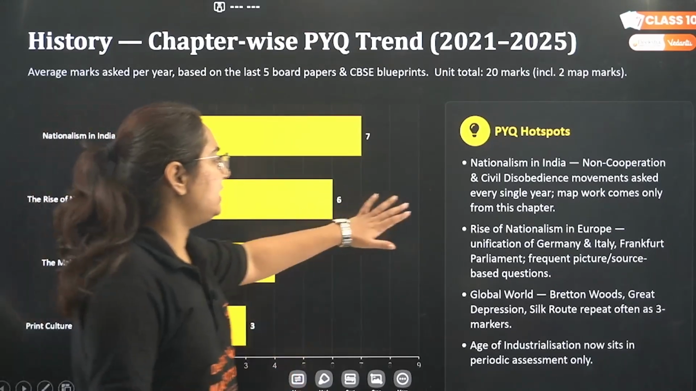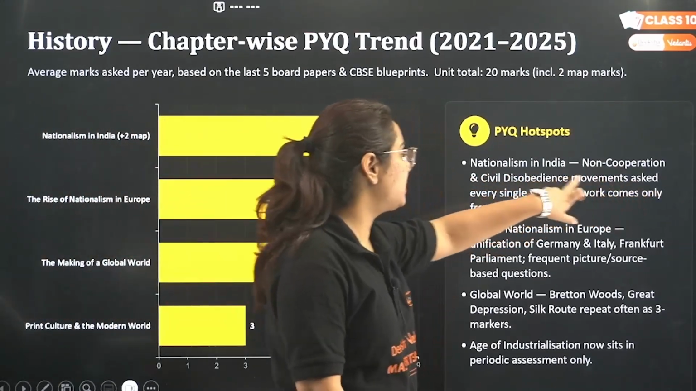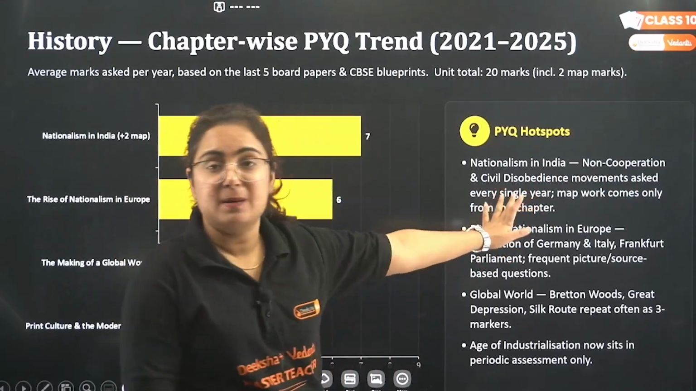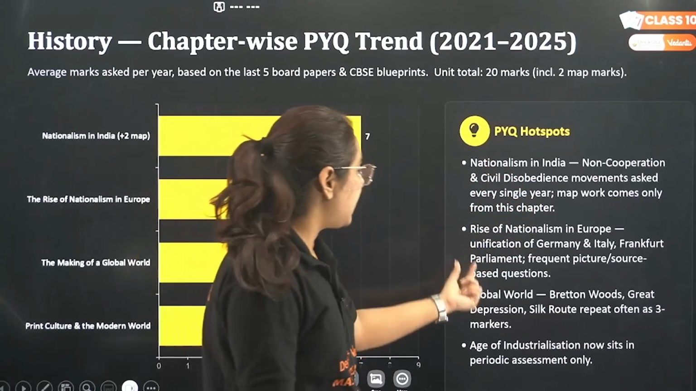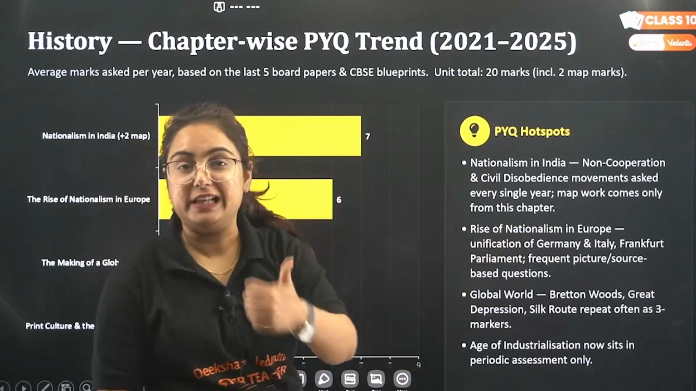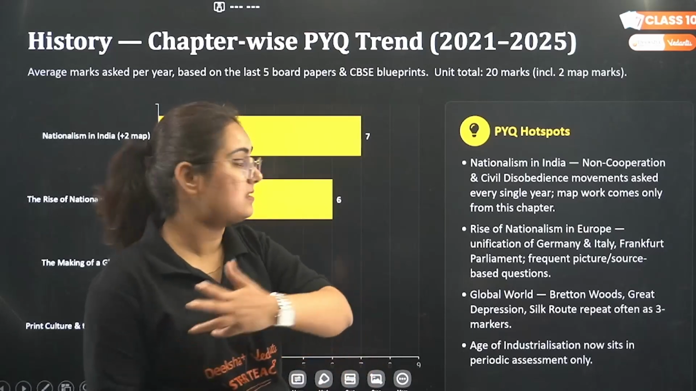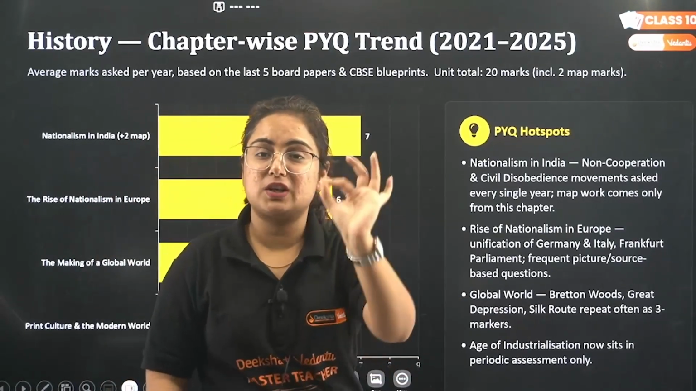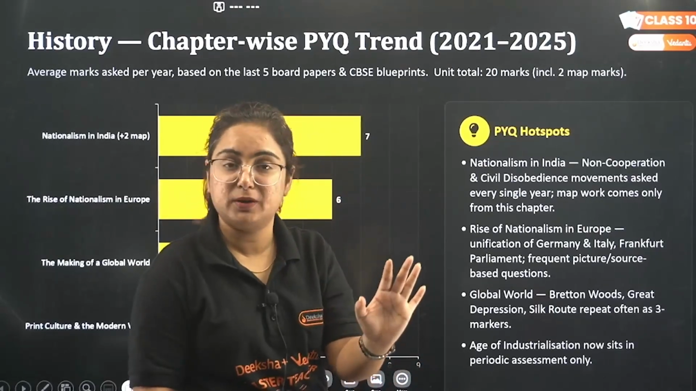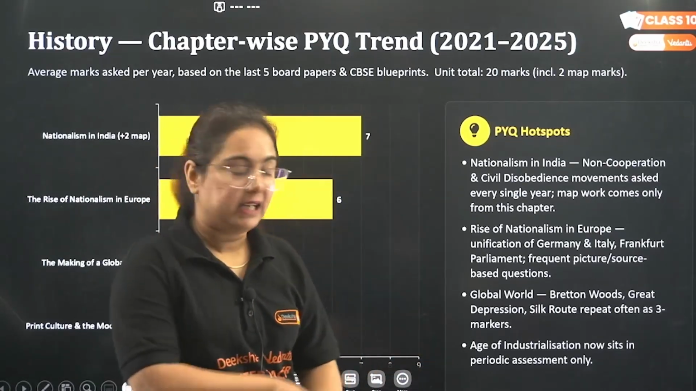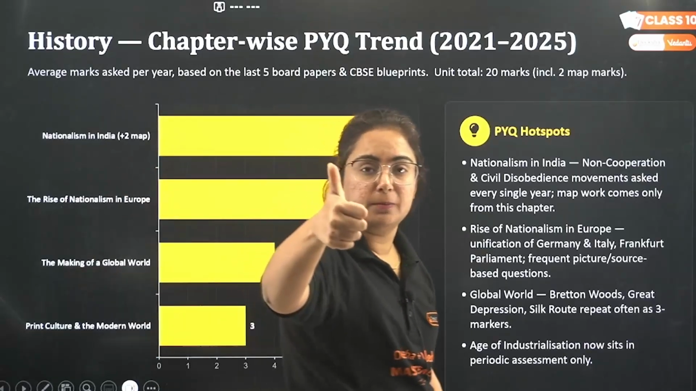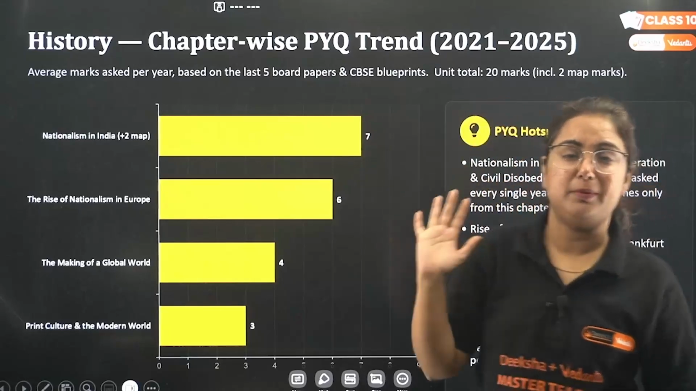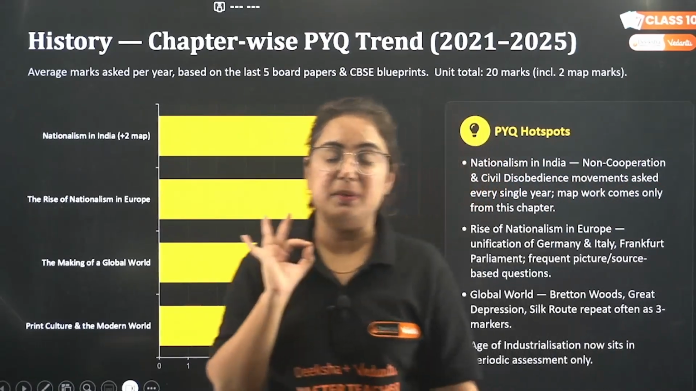Okay? When we see nationalism in India, the high weightage topics are the non-cooperation and civil disobedience movements, asked every single year. Map work comes from this chapter, we are aware. Rise of nationalism in Europe: unification of Italy, Germany, Frankfurt Parliament, Balkan crisis, Britain issue are the major questions, and in MCQs the picture based question comes from this chapter for sure. Then we have the global world. Here something wrong is written, let me tell you. Silk Route, the disease portion, topics 1.1, 1.2, 1.3 are going to come in your exam. The rest is for internal assessment, you are aware.